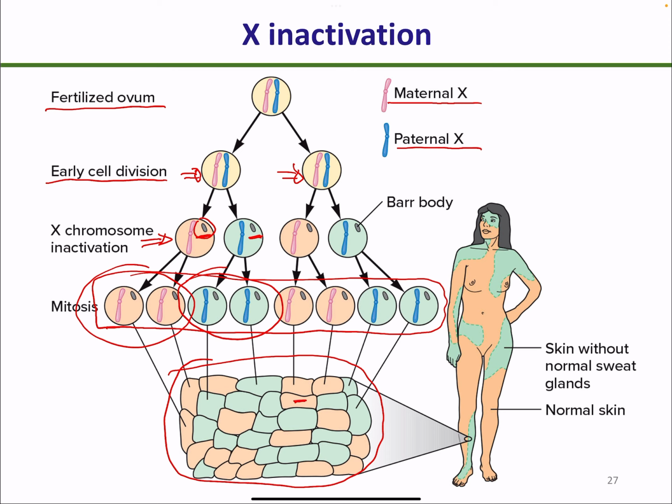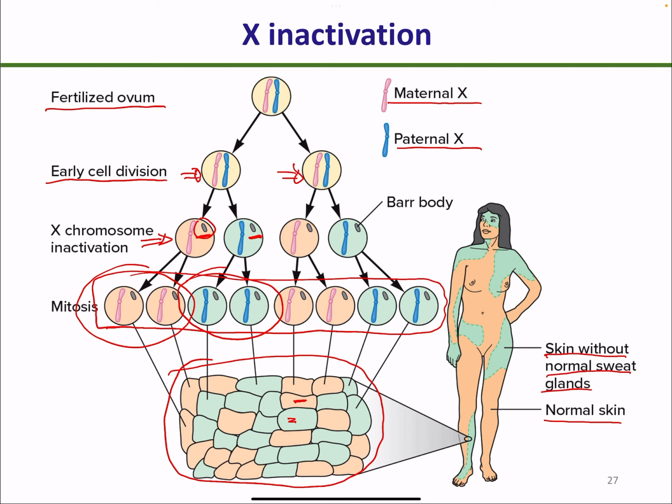Here we have the skin without the normal sweat gland, in this case, and the skin with a normal sweat gland. So in this individual, the sweat glands are not equally distributed throughout the body and throughout the skin, just because of that mosaic. Some parts of the body are going to sweat more than other parts of the body. That's the bottom line.